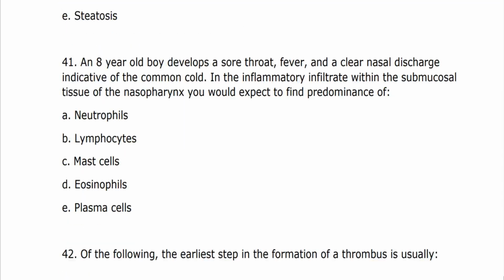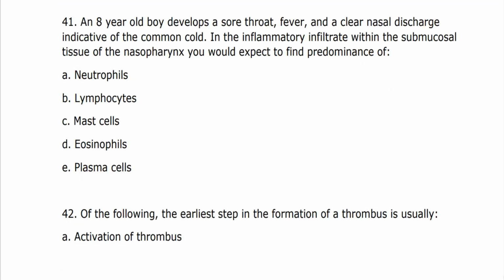Question number 41. An 8-year-old boy develops a sore throat, fever, and a clear nasal discharge indicative of common cold. So they've made us know that what this child has is common cold. In the inflammatory infiltrate within the submucosal tissue of the nasopharynx, you would expect to find a predominance of what cells? This question is testing your knowledge of which cells predominate depending on the causative organism. If they've told us it's common cold, we know that common colds are viral in origin and self-limiting. So we're looking for lymphocytes.